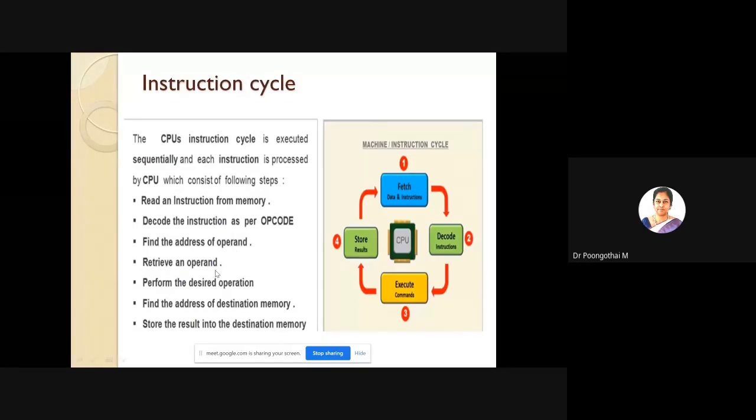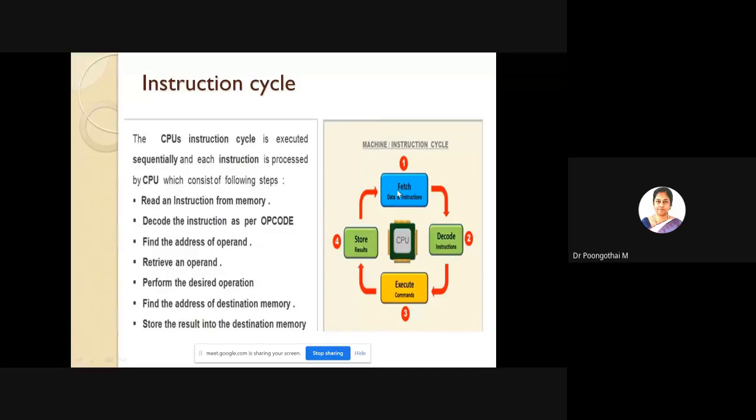And based on the instruction, it will perform some operation. And after the operation is completed, we have to store the result. For that, it will find the address of the destination memory and store the result in the destination memory. Okay. So mainly 4 steps are involved: fetching the instruction from memory, decode the instruction, execute the instruction, and store the result. Okay. So here the machine cycle is part of your instruction cycle depending on the type of instruction.